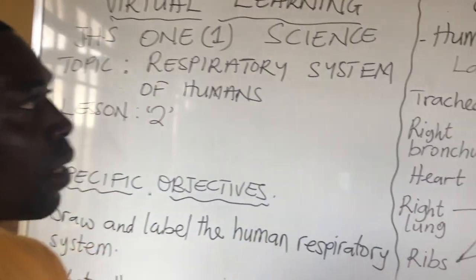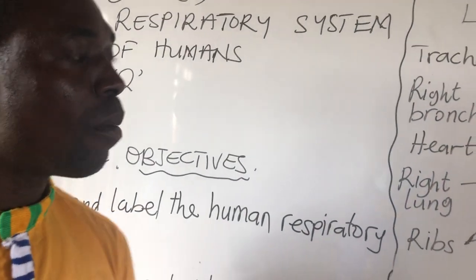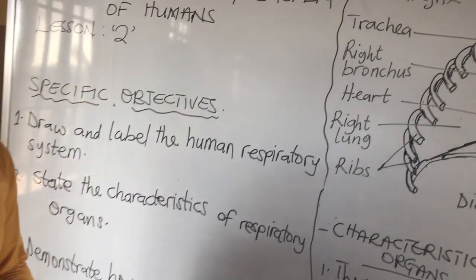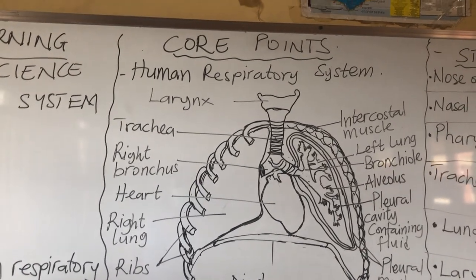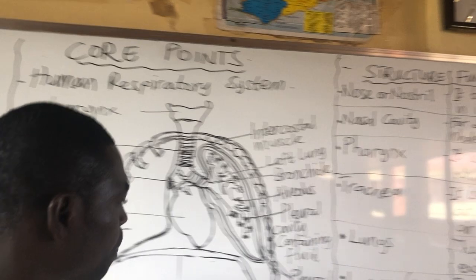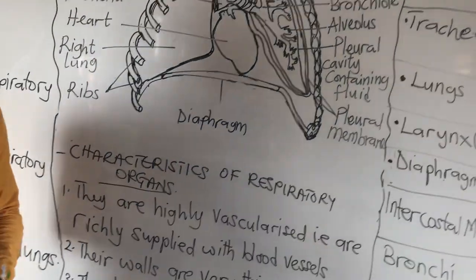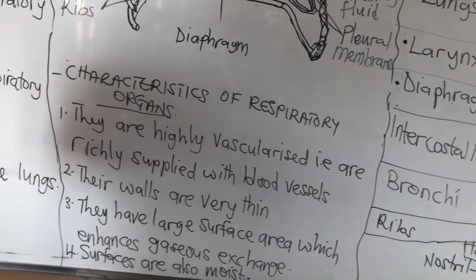Now today we are continuing with the human respiratory system, and we will be looking at the structure of the respiratory system. We'll also look at the functions of the structure of the various parts of the respiratory system. And we also look at how air gets into the lungs. That is the pathway for air.